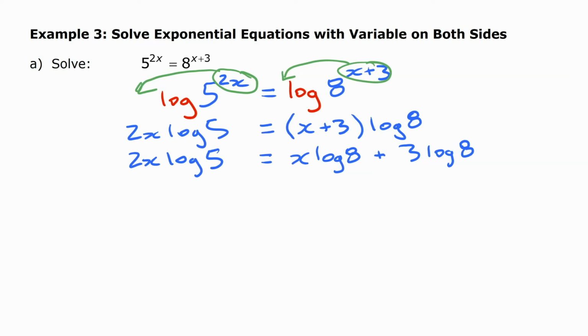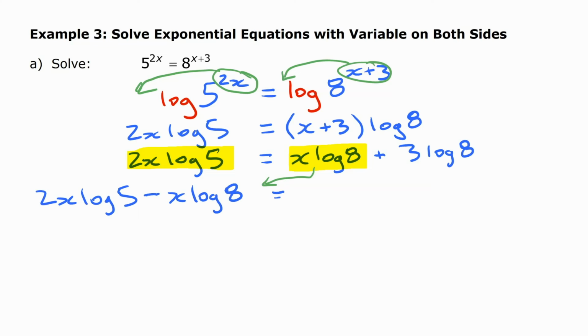Now, just like any other equation, we have 3 different terms here, 2 of which involve x and 1 of them that doesn't, and we want all of those on the same side. So if we subtract x log 8 from both sides, it's going to end up on the other side. So we're going to have 2x log 5 minus x log 8 on that side, and all we're going to have on the other side is 3 log 8. So this is just 2 terms that both involve x, and so we're going to try and put it into one term.